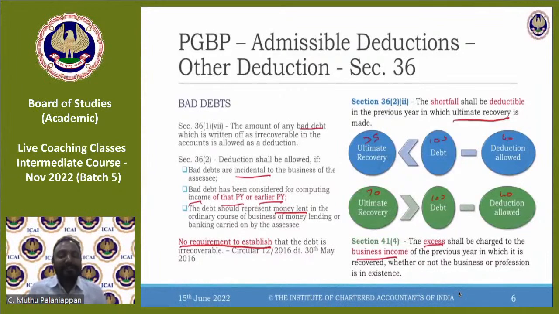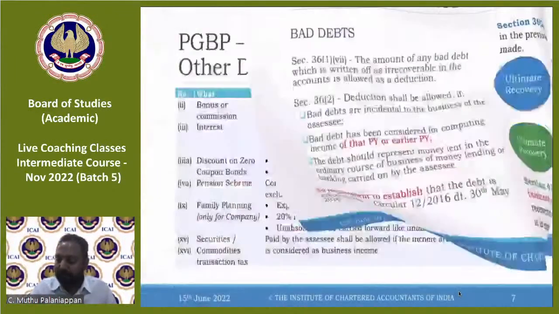So 41 is a deemed income section. This section 41 says that whatever you have excess recovered becomes taxable. Clear? So that is about your section 36, that is about your bad debts. That is section 36(1), clause 7. Okay.